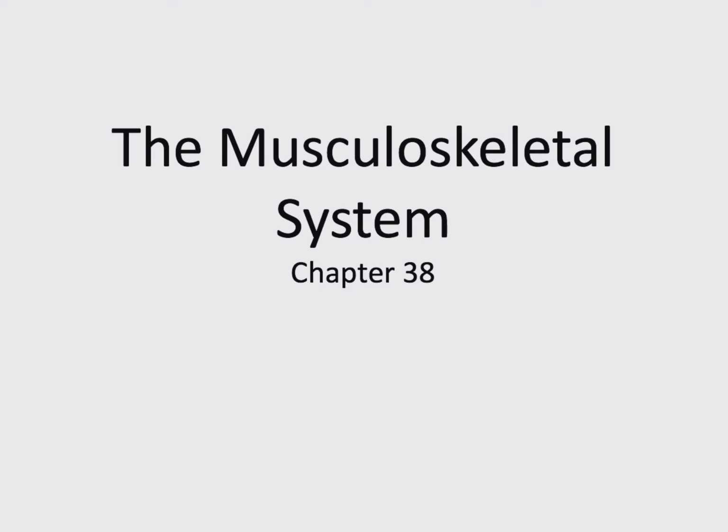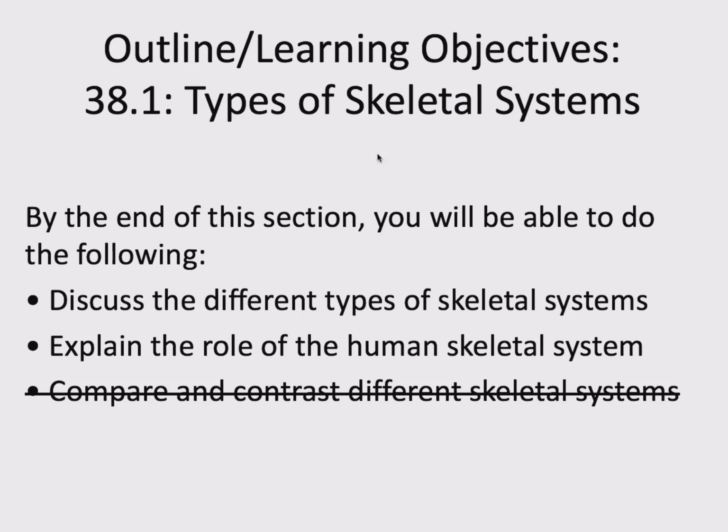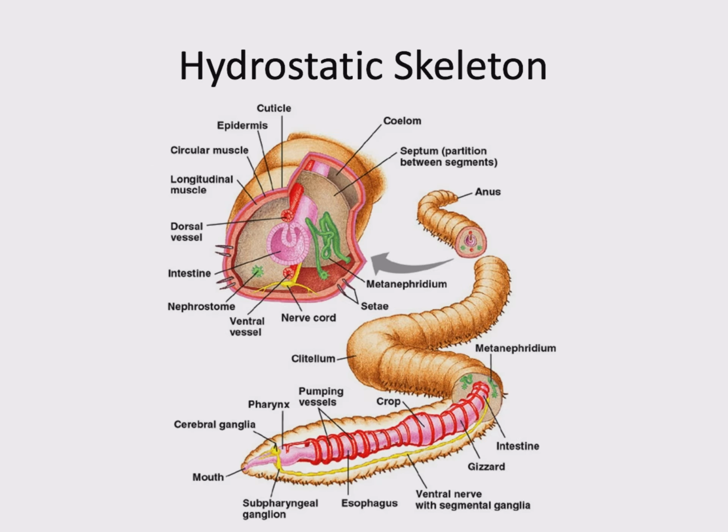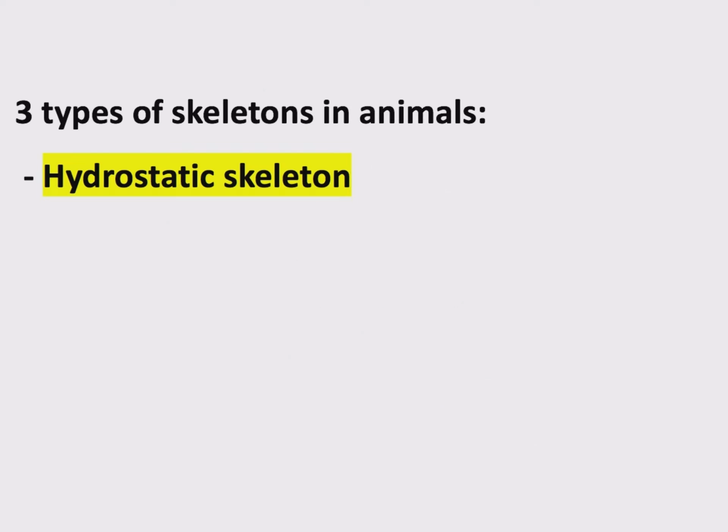So we've talked about skeletons already a little bit in previous chapters. So this might sound familiar to you, that there are three types of skeletons found in animals. One of these is a hydrostatic skeleton. We saw this in several groups of invertebrates, but here is one of them, the earthworm. Hydrostatic skeleton is defined in the key terms again: a skeleton that consists of aqueous fluid held under pressure in a closed body. So pressurized fluid makes up the skeleton.